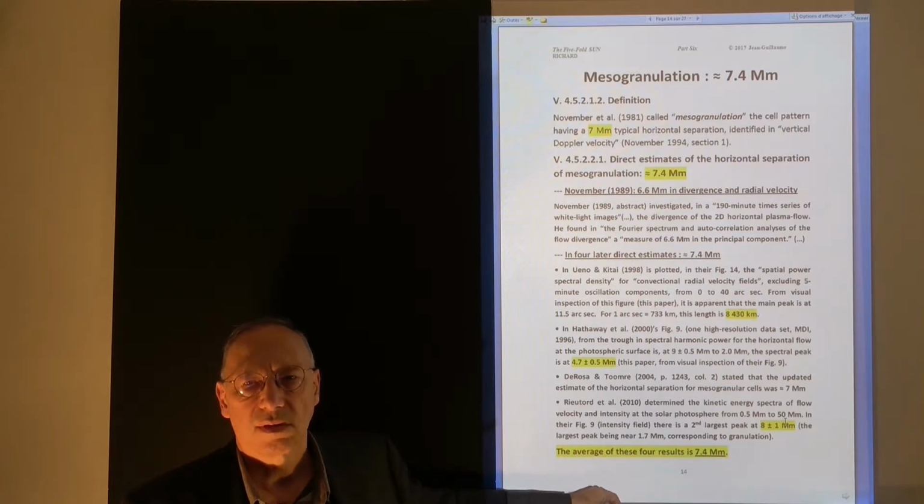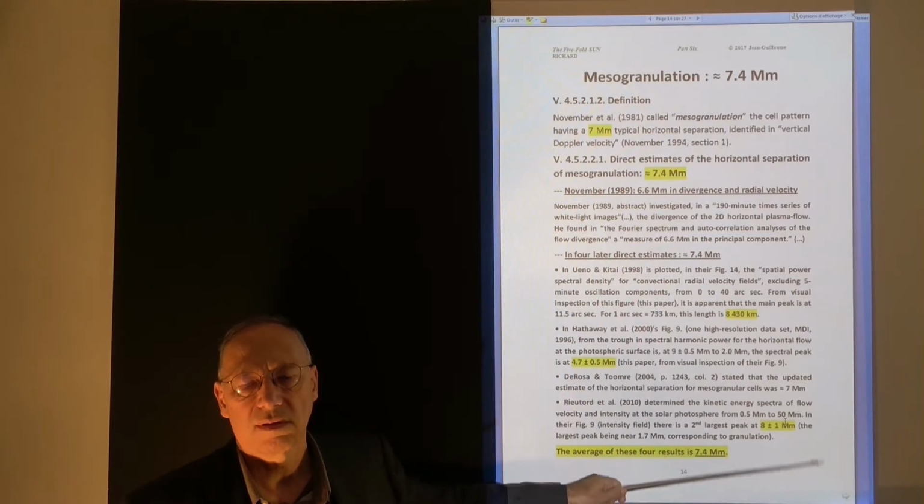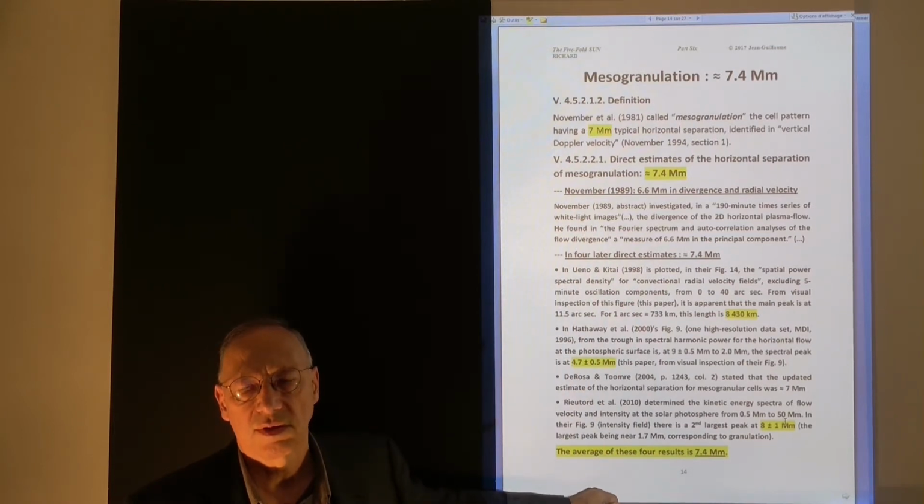As for mesogranulation, which is a controversial type of cell, not accepted by all authors, originally it was defined as a cell of about 7 megameters typical horizontal separation in 1981 by November. And more recently, from direct estimates, we have 3 other direct estimates, the average of which is found in our meta-analysis to be 7.4 megameters.